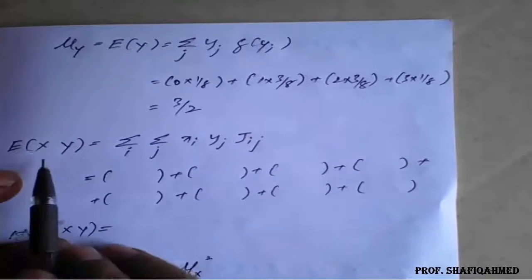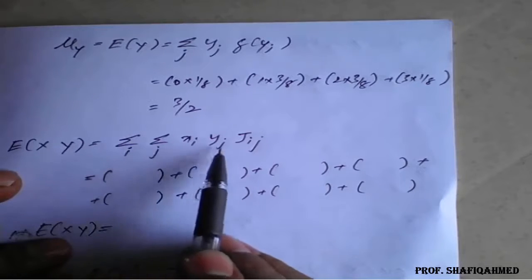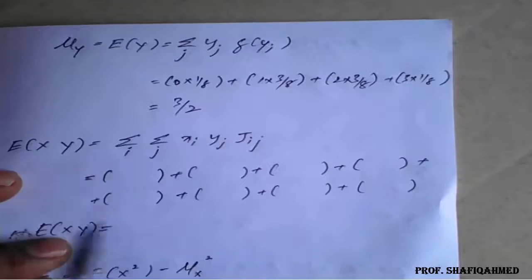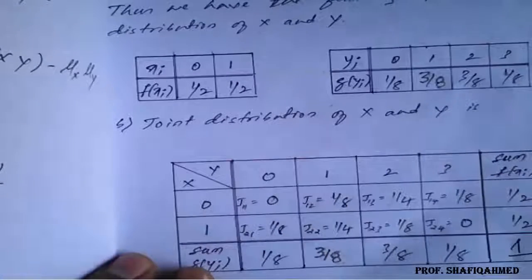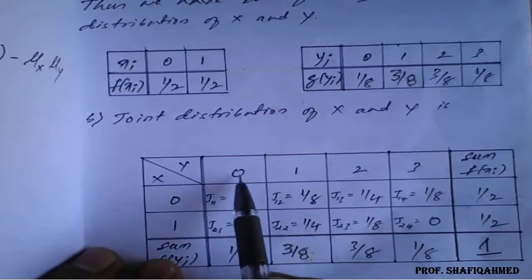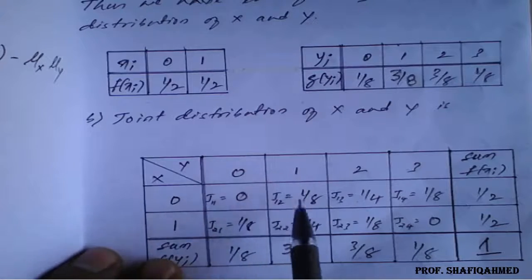Now we will calculate the expectation of xy, that is summation of i, summation of j, xi yj f of ij. So we will fill this and calculate. But just see here, from the main table we need to work it out. It is nothing but 0 into 0 into 0 is 0. 0 into anything is 0. So the first row completely becomes 0. So I will write directly here, this is also 0, 0, 0, 0.